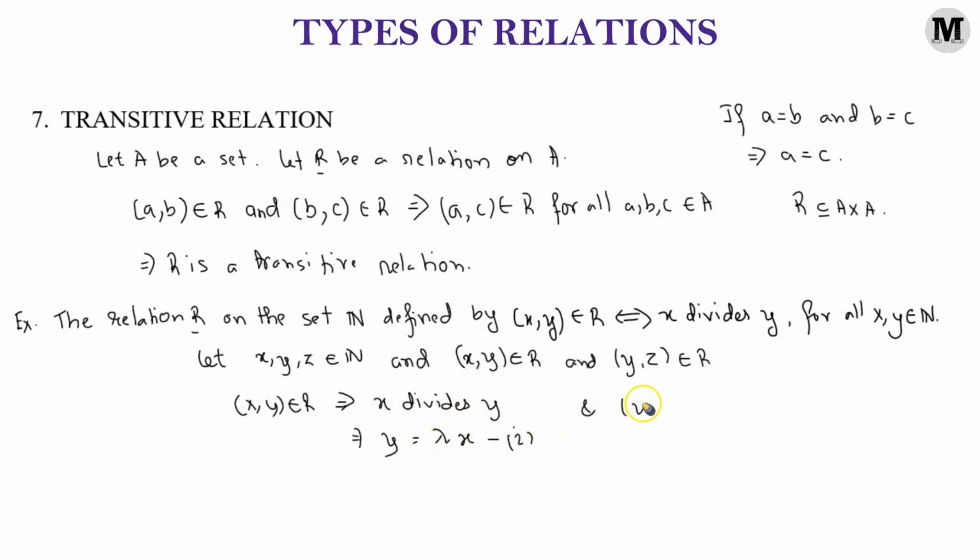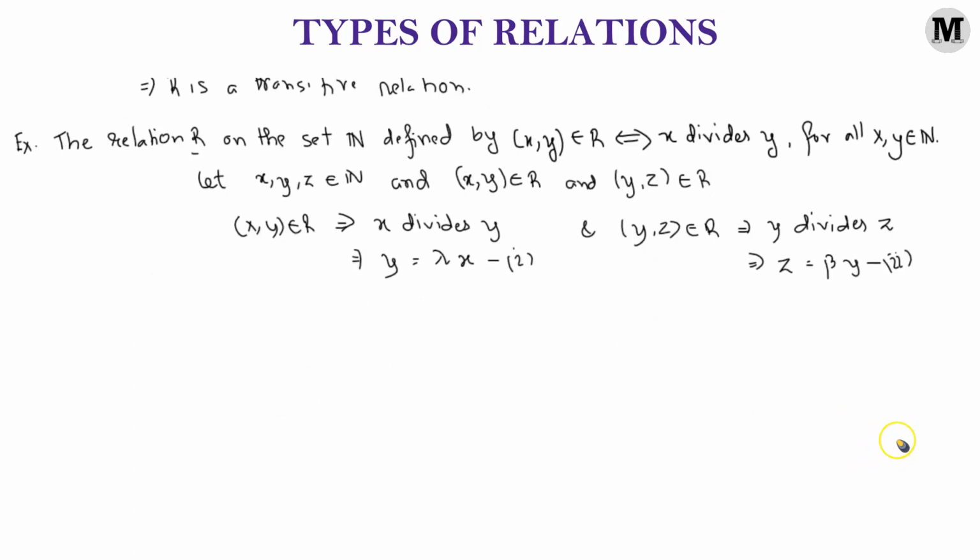And we have y comma z belonging to the relation R, which simply means that y divides z. Now if y divides z, we can say that z is going to be some multiple of y. So let's call it beta times y. Let's call it number 2. Now we have to specify what lambda and beta are: we have considered lambda and beta to be some natural numbers.